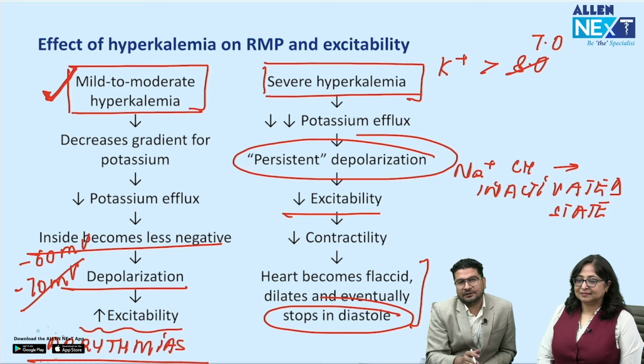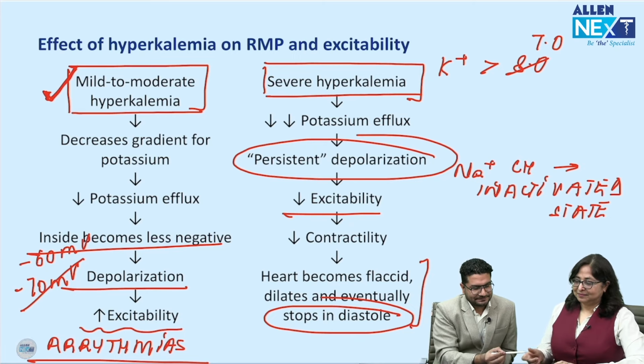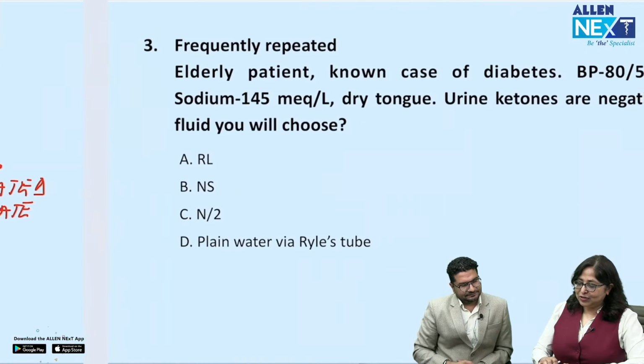And when you see a patient with hypertension, most patients in India are taking ACE inhibitors or ARBs. This is something which is commonly seen in practice. So we can go on to the next question.